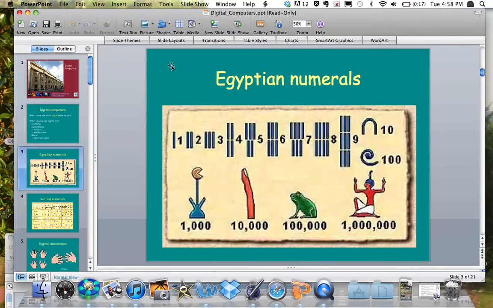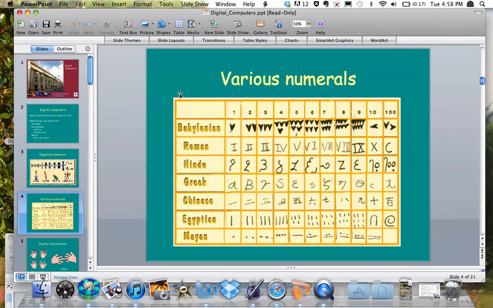And then we move on to talking about other types of number systems such as the Egyptian numerals and various other numerals as well. And if we look at the Chinese numbers, there's a discussion that can take place about where the numbers that are used in the West originally come from, and they actually come from the Chinese numbers via India.